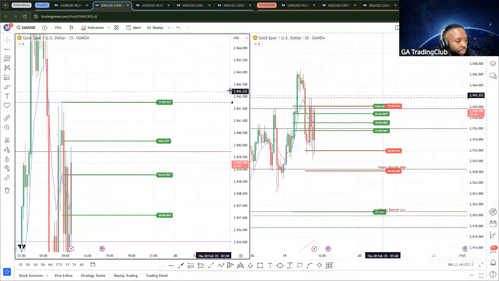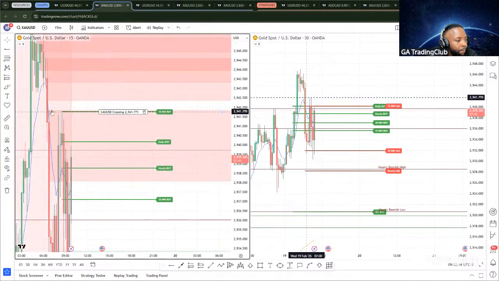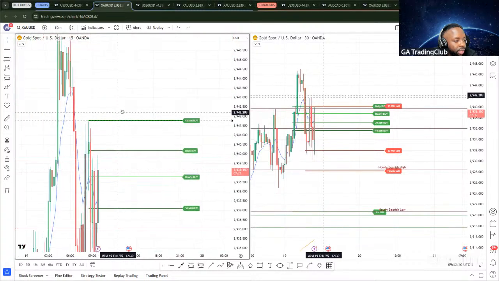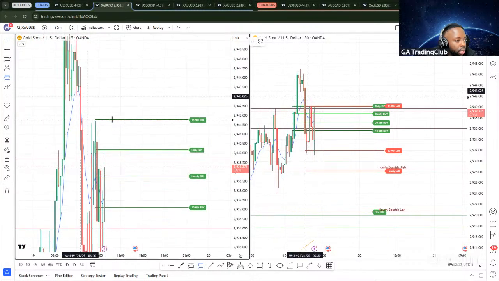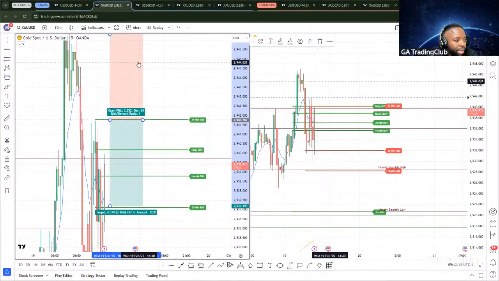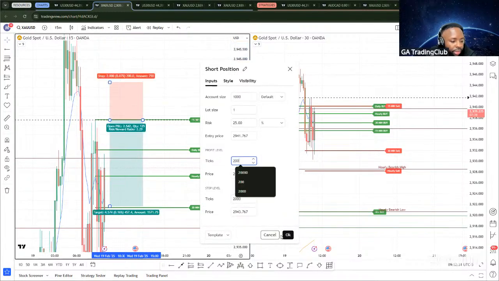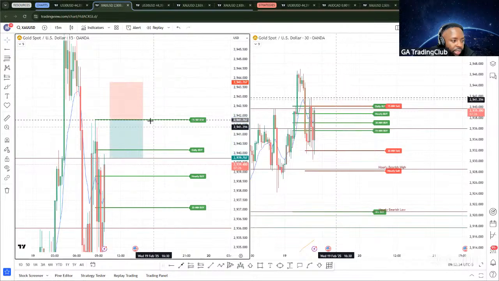But it has to be in a red zone, which it is. So this one we can also follow and just see how this one would go. Now keep in mind, these are not my normal trades. We just want to follow them because they're quick scalps.